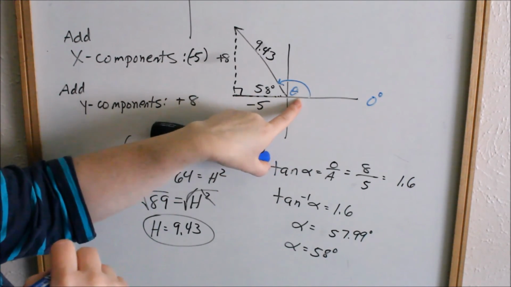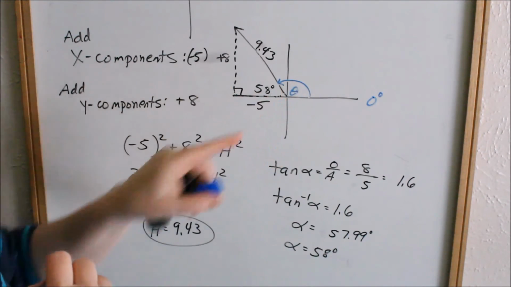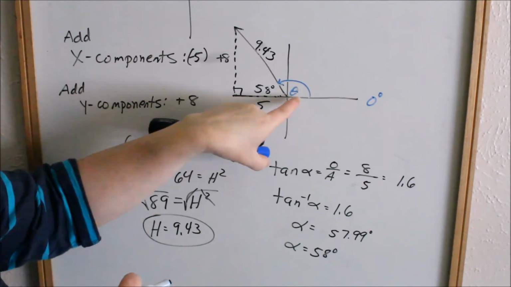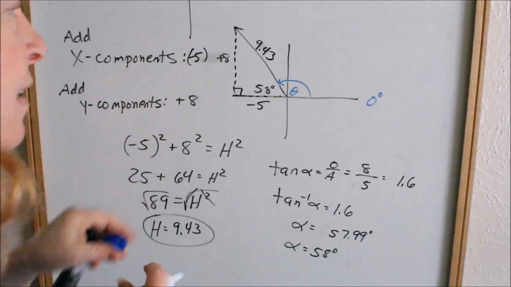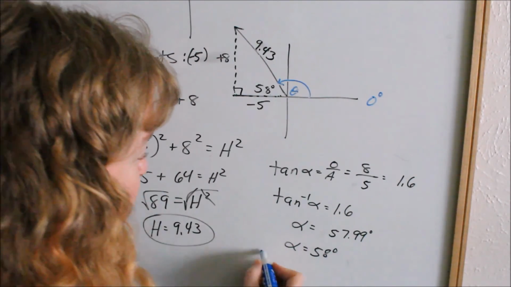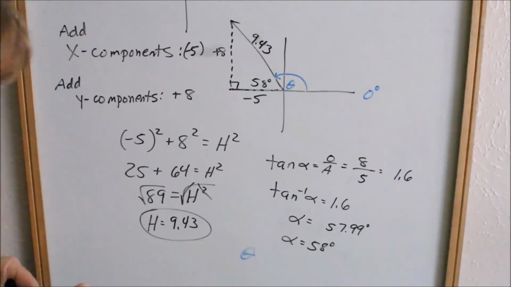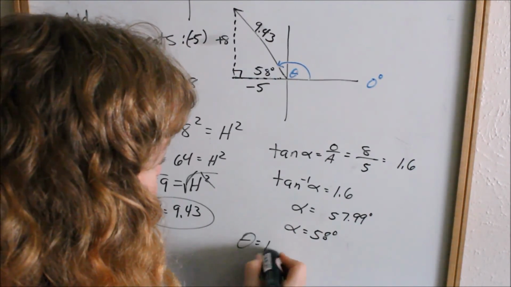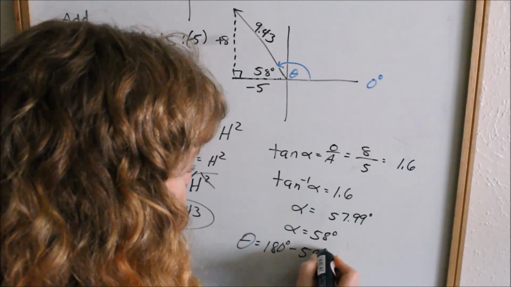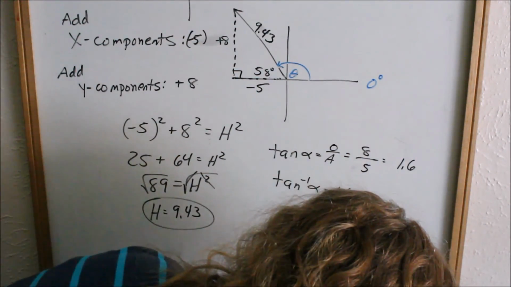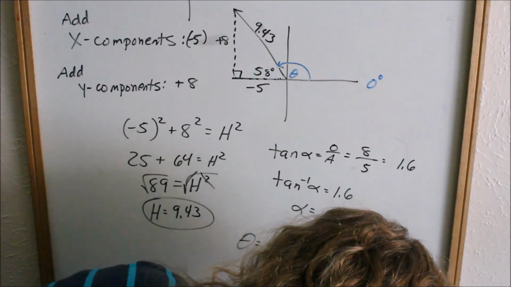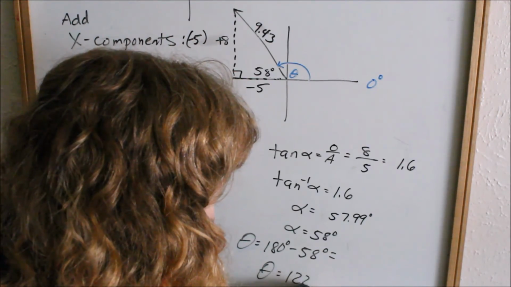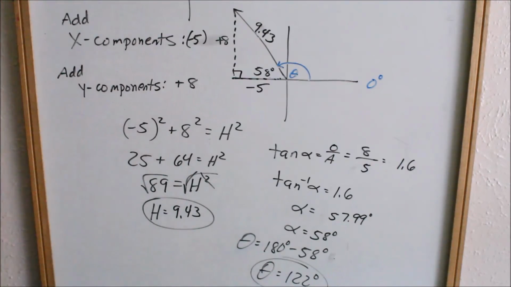Okay, so how do I find theta? What do I know about this angle and this angle? They are supplementary. They add to 180 degrees because they form a straight line. So to find theta, we can take this and subtract it from 180. So theta equals 180 degrees minus 58 degrees. And that would be 122 degrees. So theta equals 122 degrees.